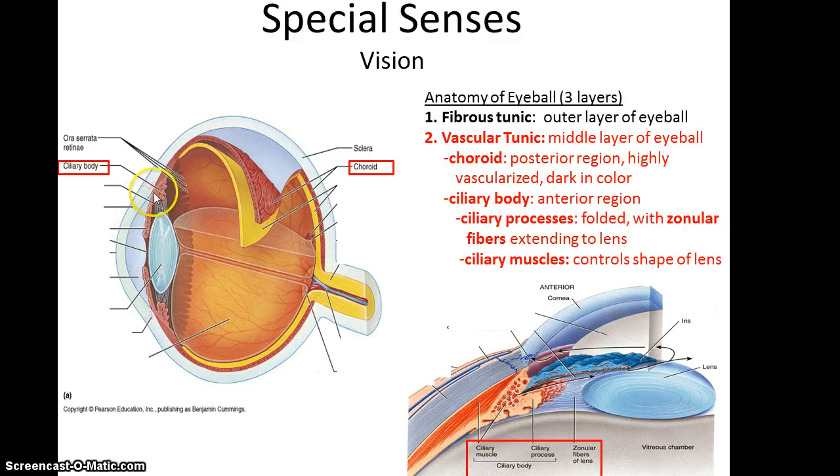You'll find near the front you have the ciliary body. The ciliary body is sort of the anterior portion of the vascular tunic, and it has the folded structures called the ciliary processes, and they have zonular fibers that extend from them to the lens itself. So here would be the ciliary processes and those fibers extending to the lens itself. And so they are involved in actually controlling the shape of the lens so that you can focus on things near or far. And specifically the ciliary muscles are what control that.